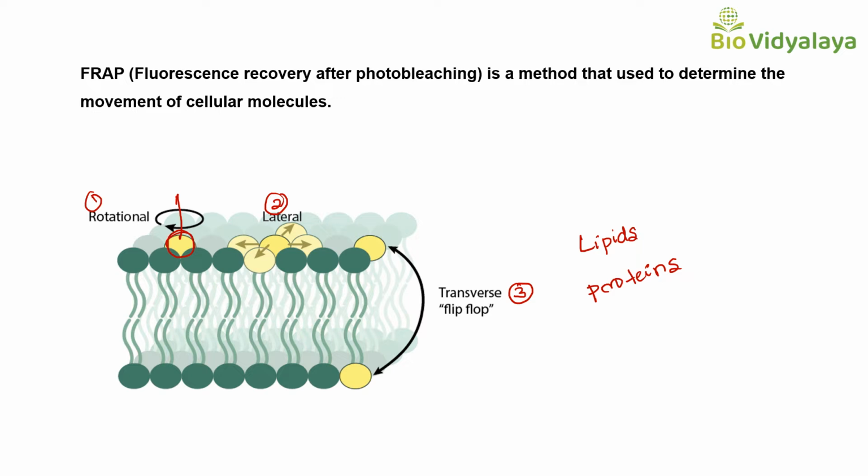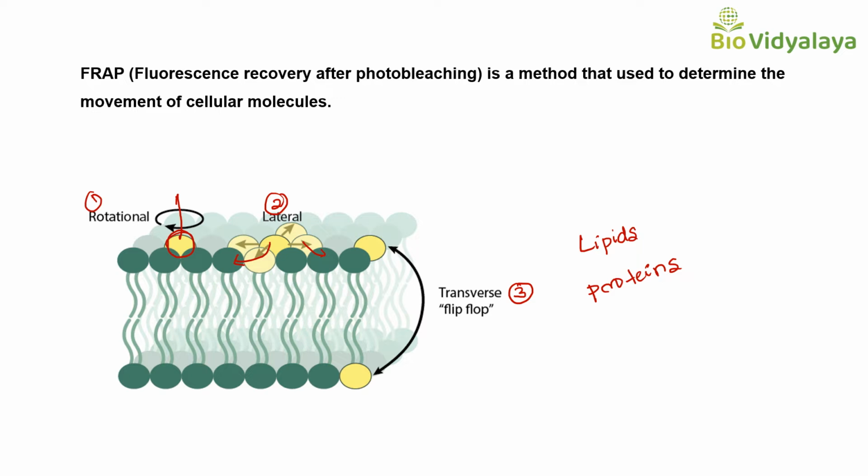Lateral movement means one molecule can move to another place on the same monolayer. That is called lateral movement. See, this molecule can move to this position, or this molecule can move to this position. So, one molecule moving to another place in the same monolayer is called lateral movement.